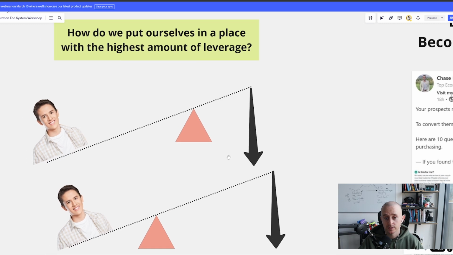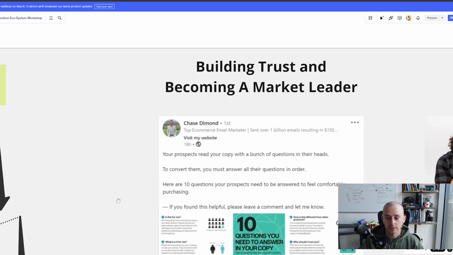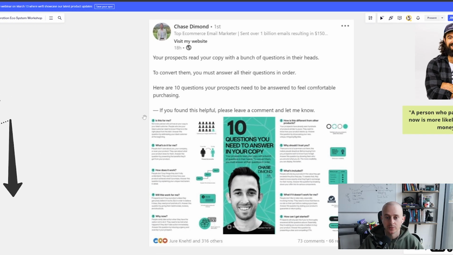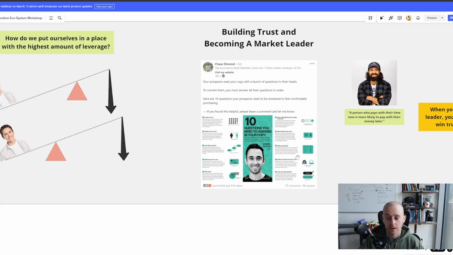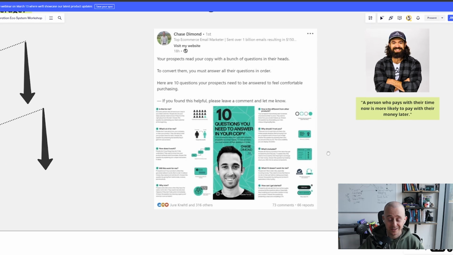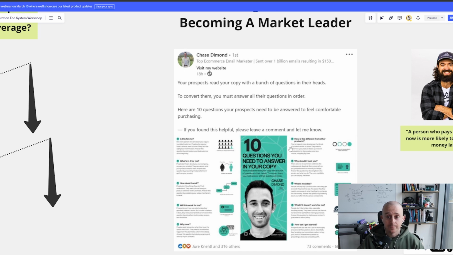How do we put ourselves in a place with the highest amount of leverage? We have to create trust in the marketplace. And if you've been following market leaders, this is one of my favorite market leaders right here. Chase Diamond owns an email marketing agency in the e-commerce niche. This guy posts content all the time on LinkedIn. As you can see here, 316 likes, 73 comments, 66 reposts, probably has a lot of impressions. I think I saw he posted the other day that he got over 1 million impressions last month just on LinkedIn alone, okay? But creating this market leader positioning, creating this market leader mentality creates trust in the marketplace.